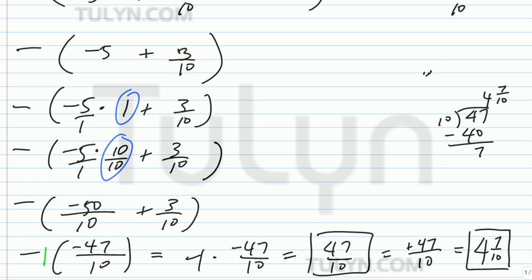That's the whole number, right? With the remainder over your divisor. So the answer is 4 and 7 tenths.